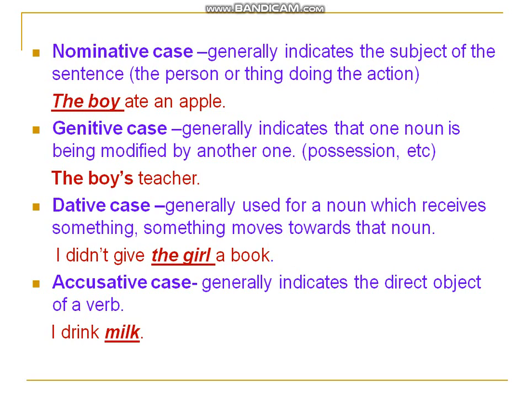Genitive case generally indicates that one noun is being modified by another one, possession. For example, the boy's teacher. Dative case is generally used for a noun which receives something, and the something moves towards that noun. For example, I didn't give the girl a book. The word the girl is in dative case and it is an indirect object. Accusative case generally indicates the direct object of a verb. I drink milk. The word milk is a direct object and it is in accusative case.